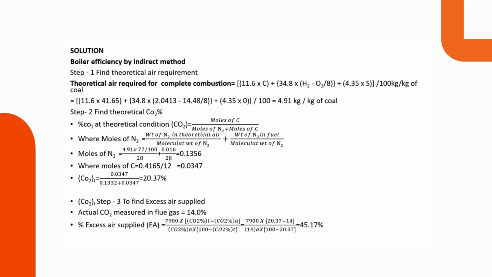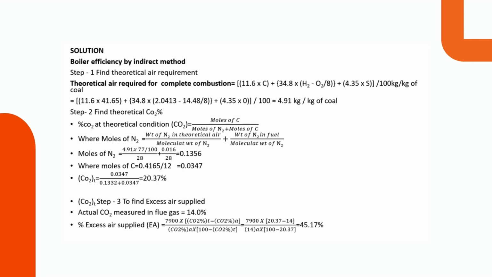Boiler efficiency by indirect method. Step 1. Find theoretical air requirement. Theoretical air required for complete combustion is [11.6 into C plus 34.8 into (H2 minus O2 by 8) plus 4.35 into S] divided by 100 kg per kg of coal, equals [11.6 into 41.65 plus 34.8 into (2.0413 minus 14.48 divided by 8) plus 4.35 into 0] divided by 100, equals 4.91 kg per kg of coal.